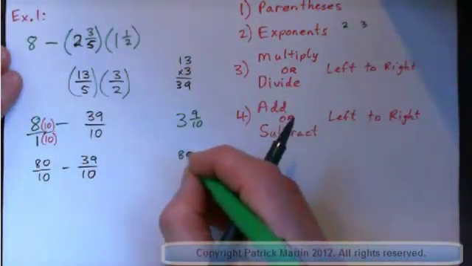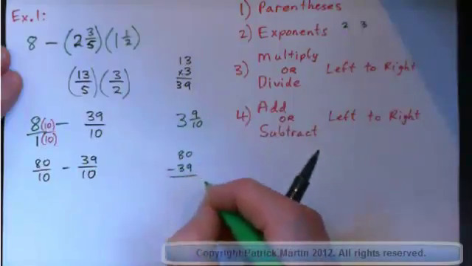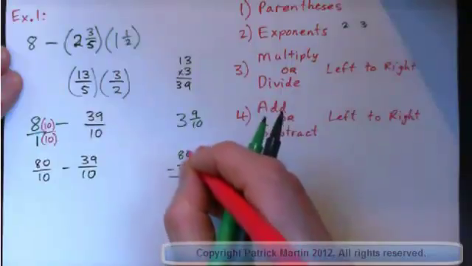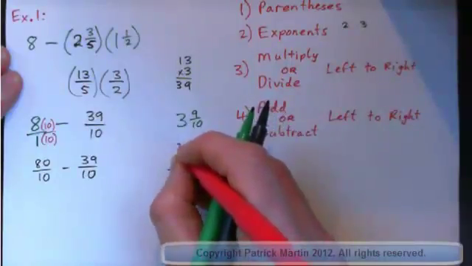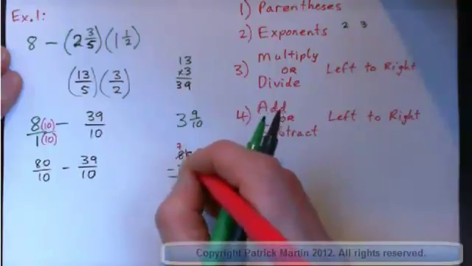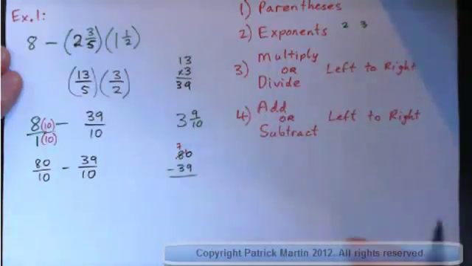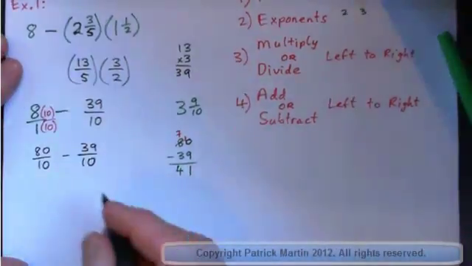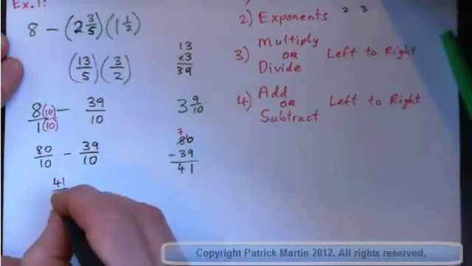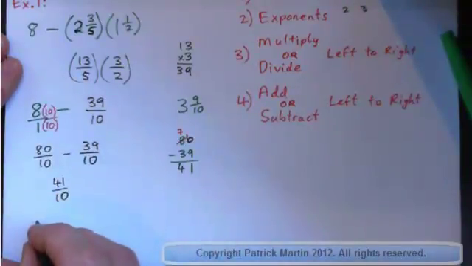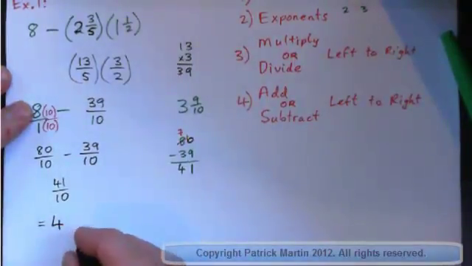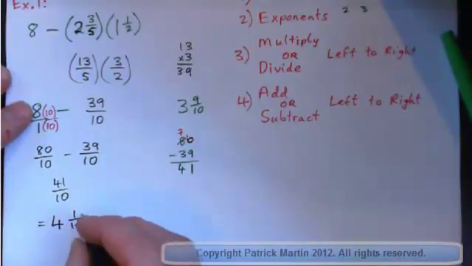So 80 minus 39. I've got to borrow. 0 minus 9 won't work, so I turn the 8 into a 7 and borrow 1. Now 10 minus 9 is 1. 7 minus 3 is 4. So I get 41 over 10. That's an improper fraction, so you might as well write it as a mixed number. 10 into 41 goes 4 times, remainder 1, so 4 and 1/10, and that's the answer.